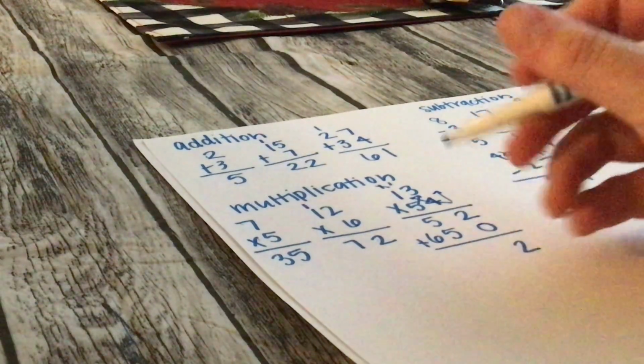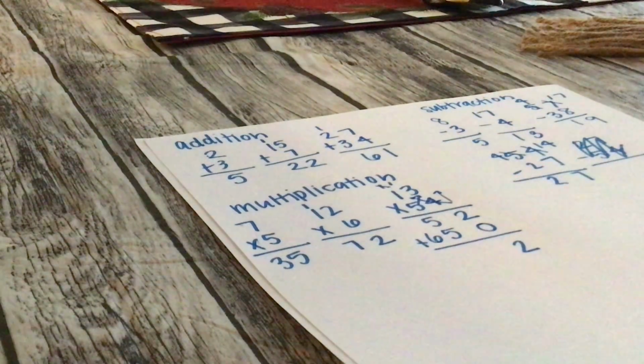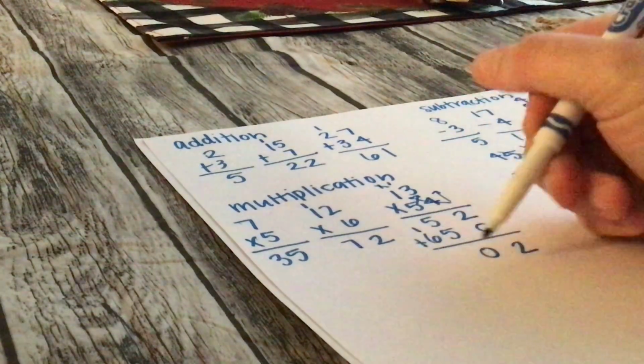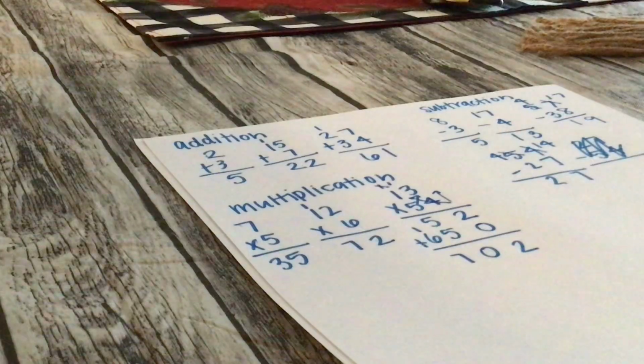5 plus 5 is 10. Now that's a number greater than 10. We can't put that down here, so we just put our 0 down and carry our 1. Then 6 plus 1 is 7. So our answer for 13 times 54 is 702.